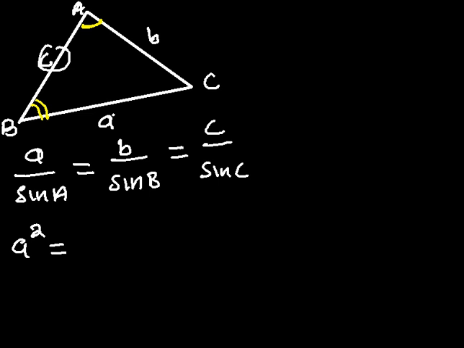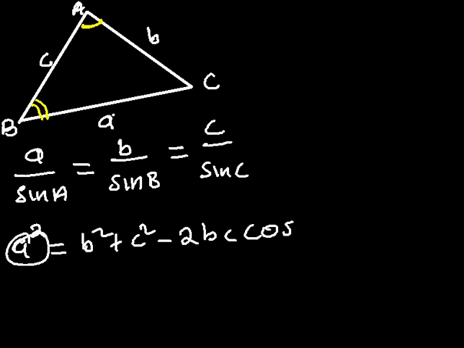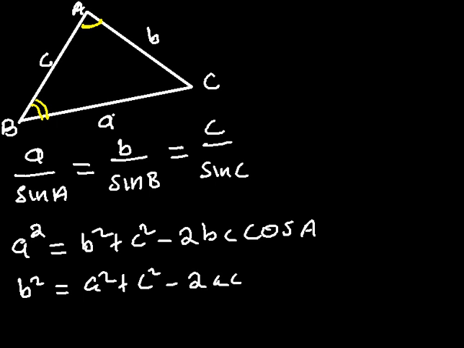It is the same as the squared sum of the other two sides, and that would be given as B squared plus C squared minus 2BC times the cosine of the angle which is opposite to side A, which is angle A. And also, if we would like to have the side B, then the formula will be B squared is equal to the other sides, that is A squared plus C squared, minus 2AC times the cos of the angle which is opposite to side B, which is angle B.